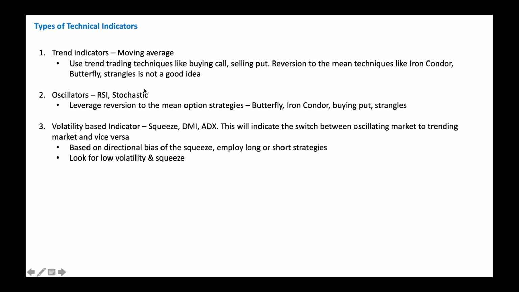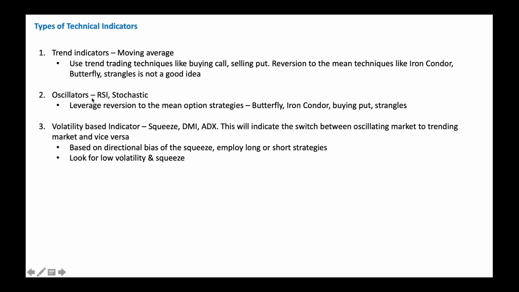So when it's trending, you can leverage trend techniques. For example, if there's an uptrend, you can buy a call, you can sell a put, and you can do these types of techniques. And you cannot do reversion to the mean techniques like iron condor, butterfly, and strangles when there is a trending market. So you'll get into serious trouble.